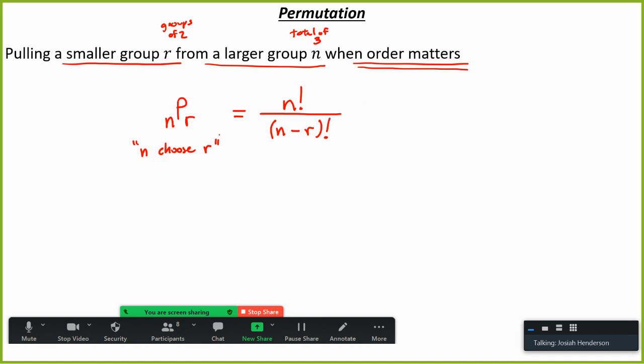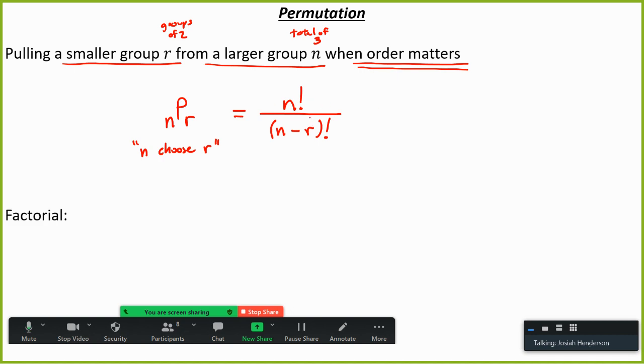Make sure to write down this formula and the definition above it, pulling a smaller group r from a larger group n when order matters. How we say this on the left is n choose r, or n pick r. And it's equal to n factorial over n minus r factorial.